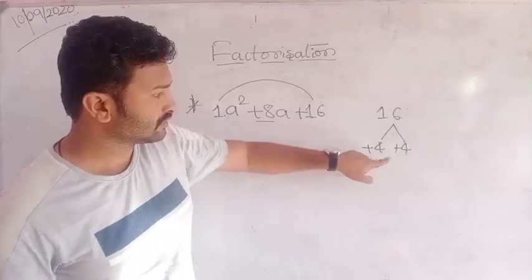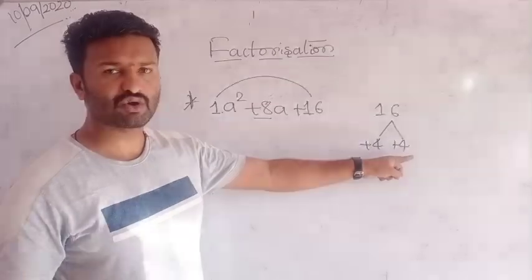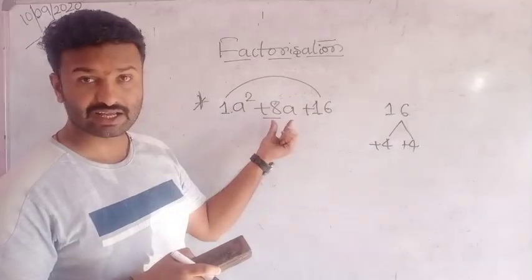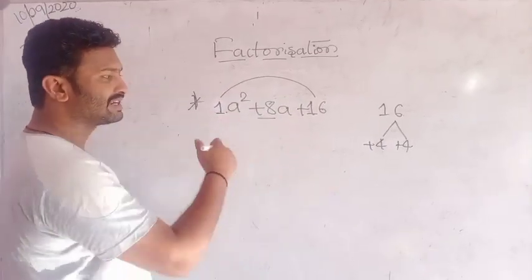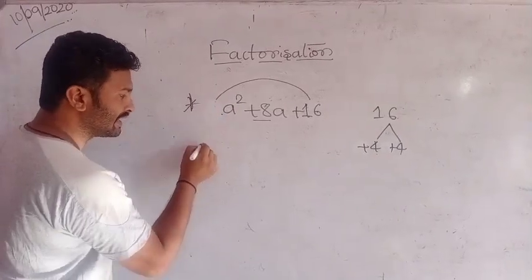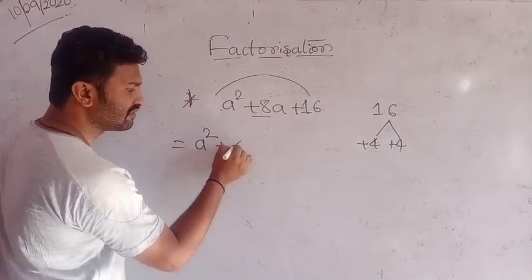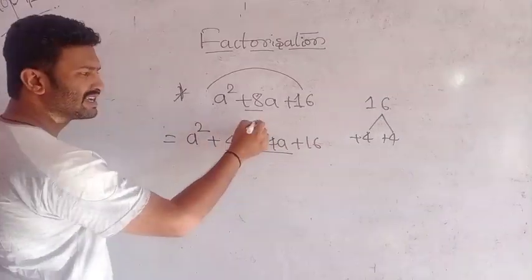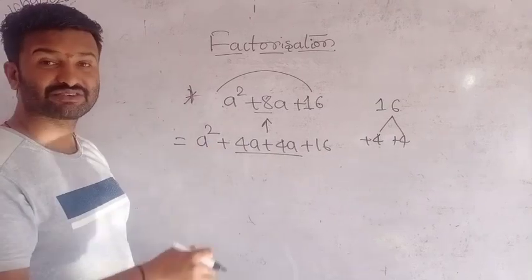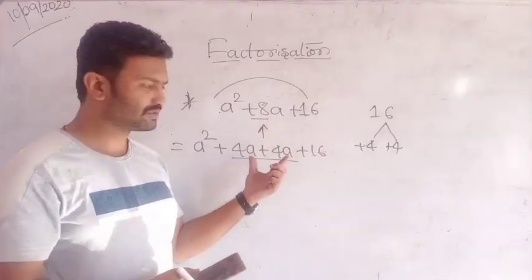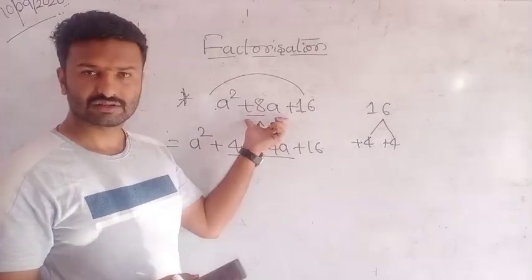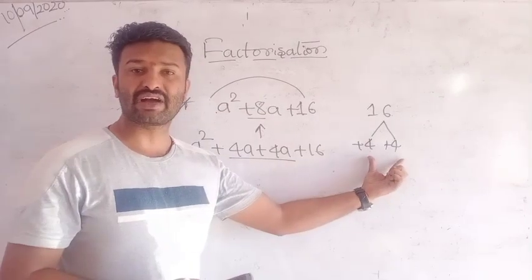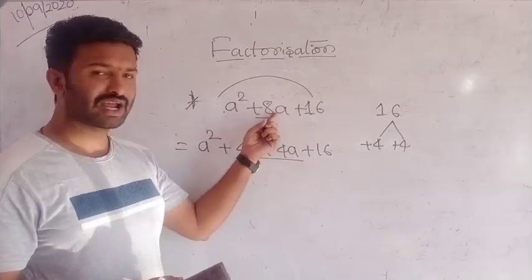According to sign we have to adjust here. Clear? Here 4 4s are 16 we got. We have to add and subtract to get the middle number. How much is there here? Plus 8. Now rewrite the expression as a square plus 4a plus 4a plus 16. Sorry, 4a plus 4a is 8a. Okay, we have to rewrite this with the help of both the factors. 4a plus 4a equals 8a.